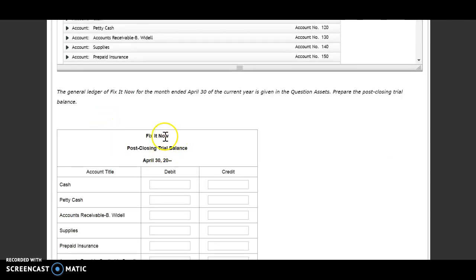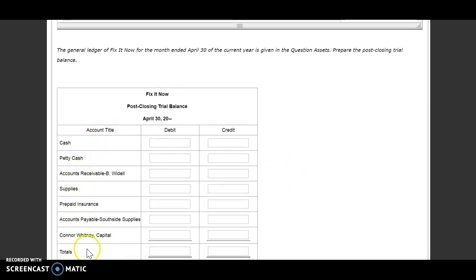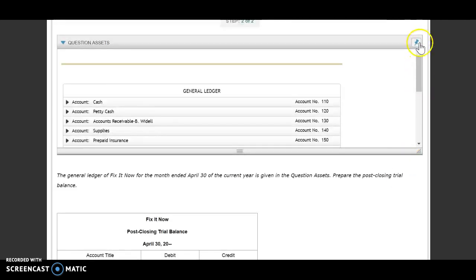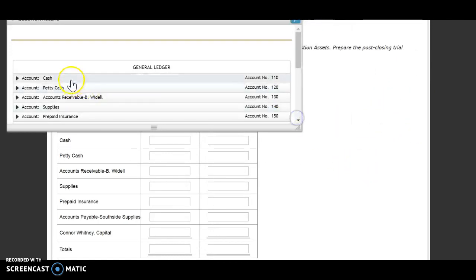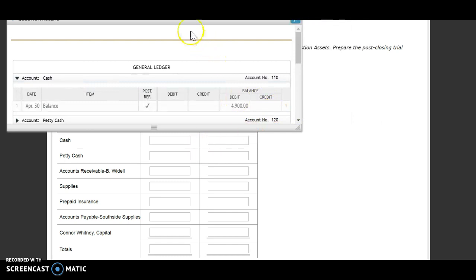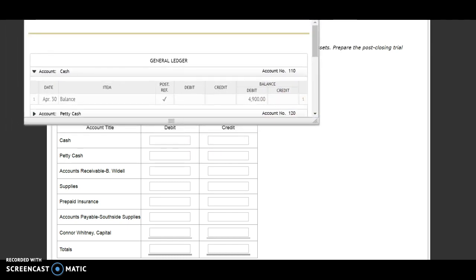So they've already put our heading in there, or who, what, and when. They have also listed all of our permanent accounts already. And so what we need to do is we need to put in their debit or credit balances and then find in their totals. So I'm going to go first to my cash. Big thing here is that we need to make sure that we're putting it in the correct column. So my cash is a debit of $4,900.